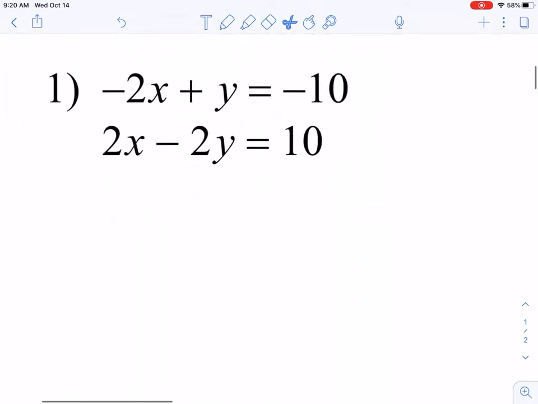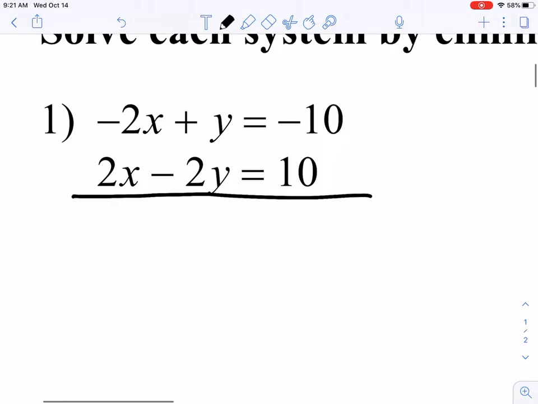In number 1, again, the first thing we're looking for: will our x's or our y's have the potential to cancel out? In number 1, our x's have the potential to cancel out because they have the same value, 2 and 2. The next thing we're looking for is, will they cancel out? In this, they will, because we have one that's negative and one that's positive. So when we have one negative and one positive, we are just going to combine our equations together vertically.